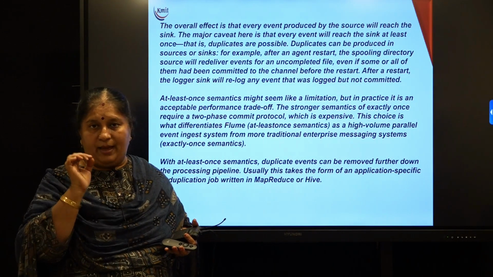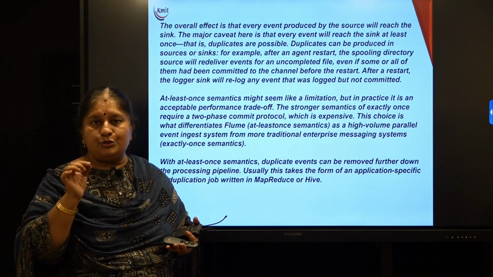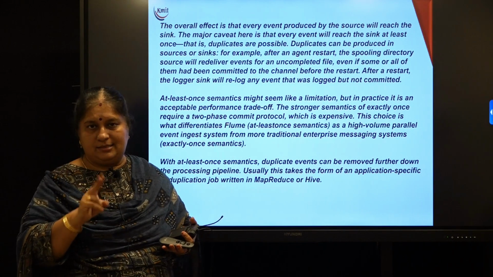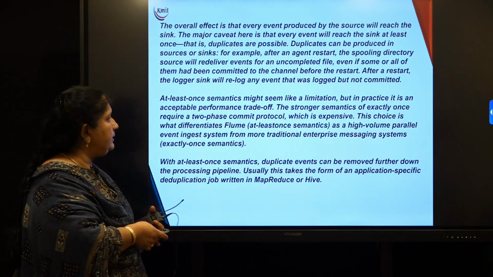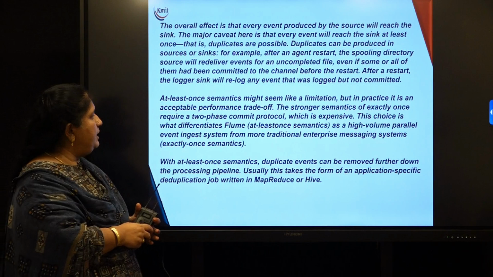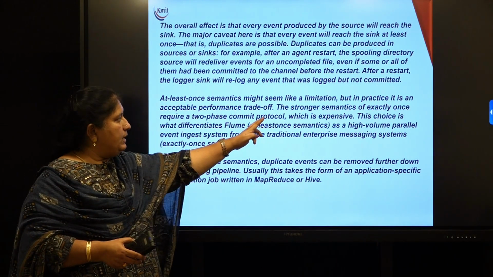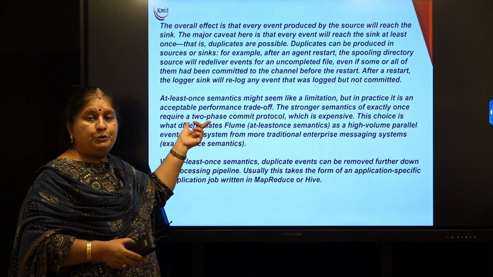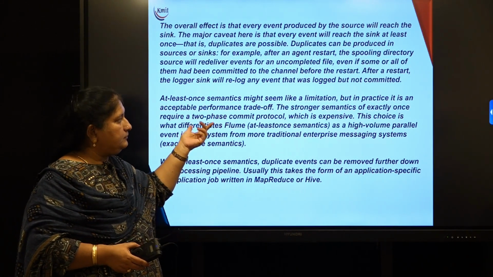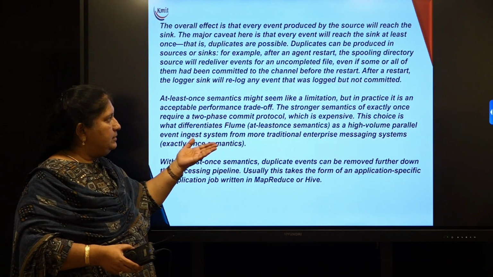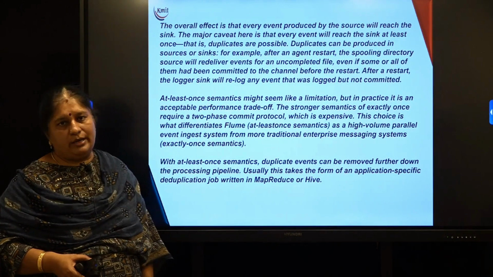You can set the parameter so every record should reach at least once or exactly once. There are 2 properties that can be set. If you want every record to go only once, exactly once, then we need to go for a 2-phase commit protocol. If you say it has to reach at least once, then it is only a single phase locking protocol.